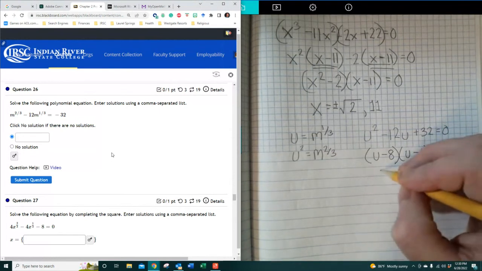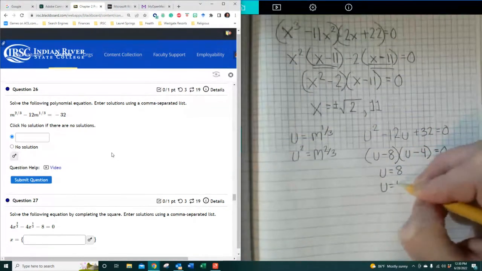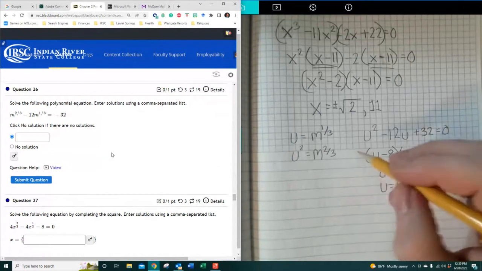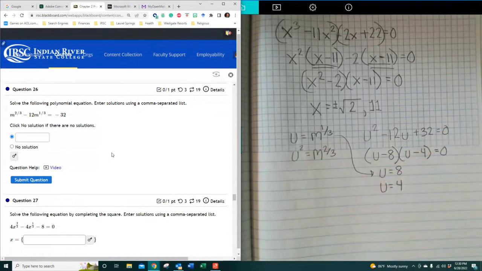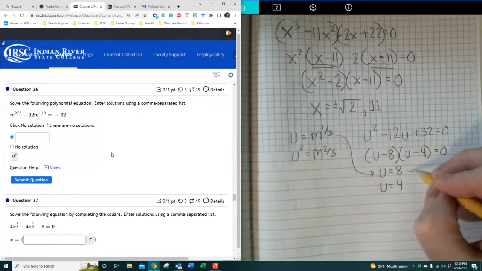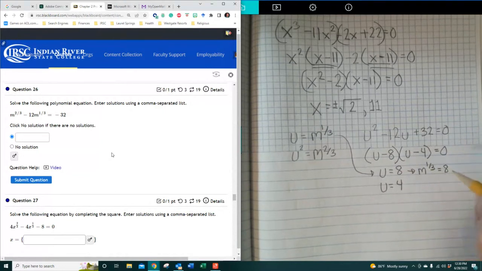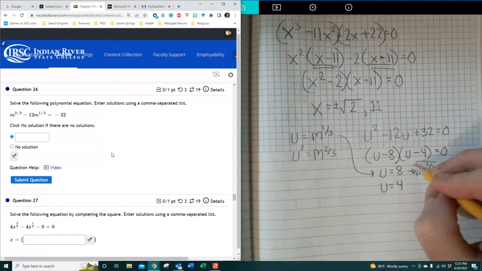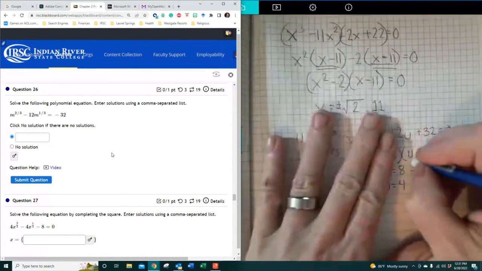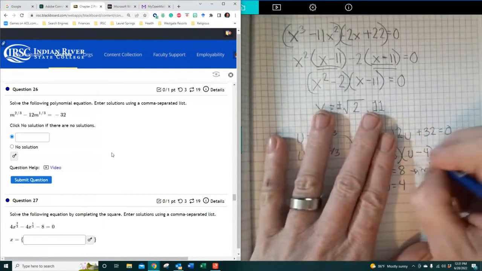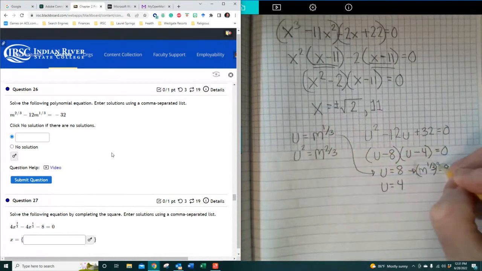Okay. Now we're going to say that u equals 8 and u equals 4. But wait a second, we don't want to deal with u. We want to deal with what u represents, which is m to the 1/3 power. So we resubstitute back in, and we get the cubic root. We're going to raise it to the 3rd power. Apologize.